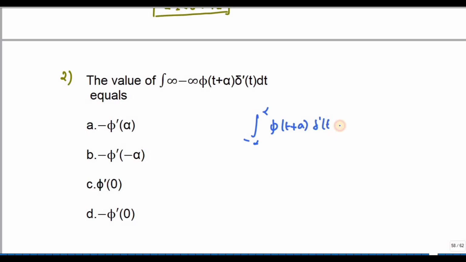The next problem is the value of the integral from minus infinity to infinity. This is a delta signal. I will take it as theta t plus a, delta dash of t dt. So these are my values. Here the formula is minus of, because I have delta dash of t, so minus of the differentiation of theta t plus a, and then I have to substitute t equal to 0. So this is my formula. If I substitute t equal to 0, I will get minus theta dash of 0.